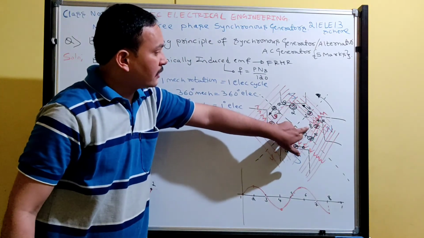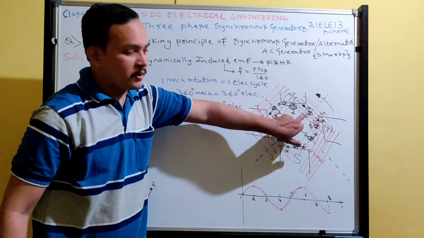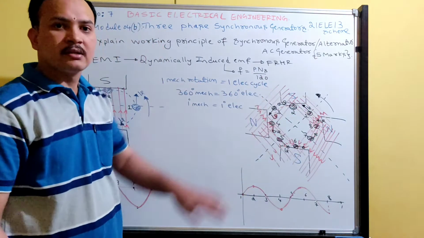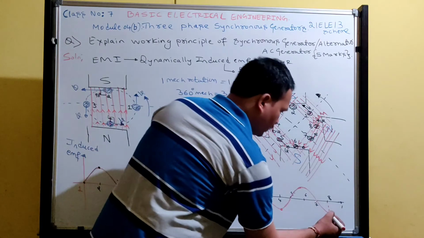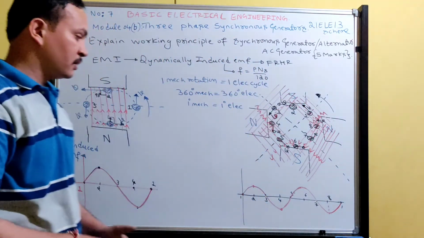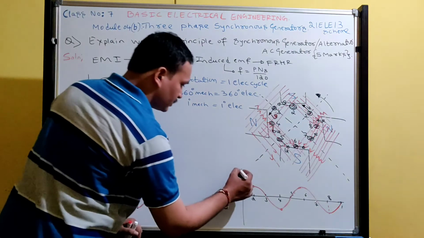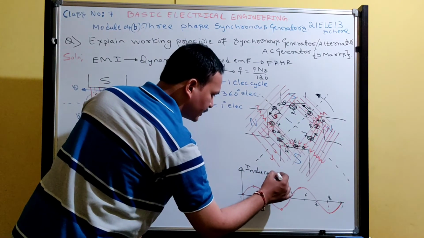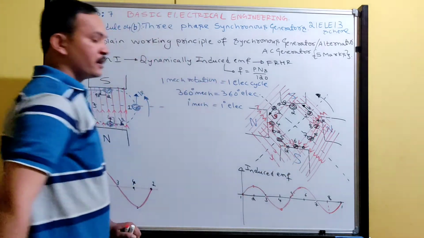After position 8, again it moves to position 1. Again at position 1, velocity is parallel to lines of flux. So therefore, induced EMF will be minimum. Got it? So what is this? This is the induced quantity. This we can call as induced EMF.